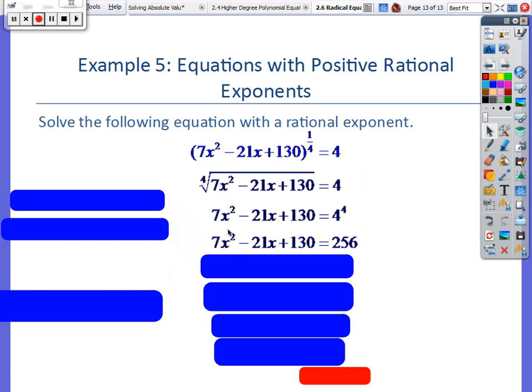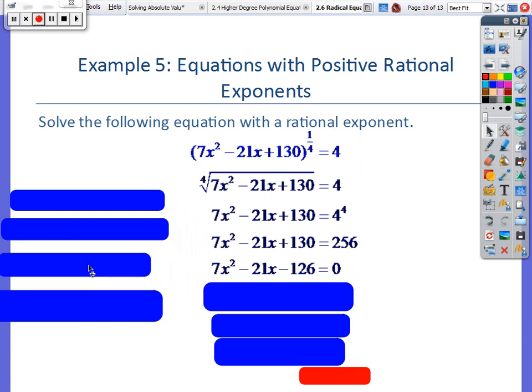Now notice what we have. We have a quadratic. There's your x squared. What do we always set quadratics equal to? 0. So we need to go ahead and subtract 256 from 130. So what you end up getting is 7x squared minus 21x minus 126. Now, this one could be factored potentially. I think it does. So you can use the quadratic formula as well.